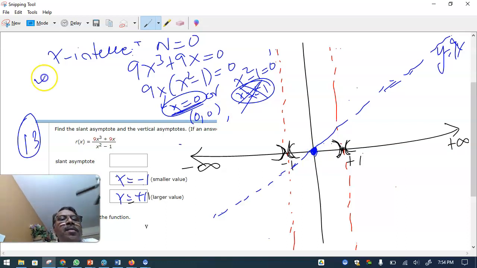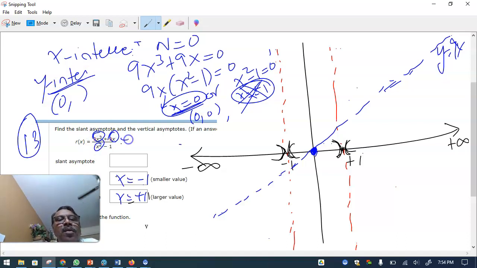And the y-intercept: suppose you want to know what the y-intercept is. To find the y-intercept, we put x equals 0. So if I put 0 here and 0 here, this whole thing will become 0. So both the x-intercept and the y-intercept are (0, 0). That's what that means. Okay, hope that helps.